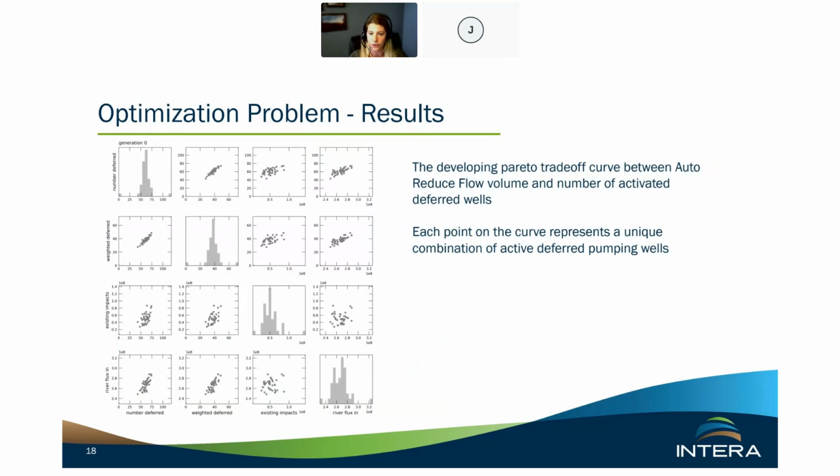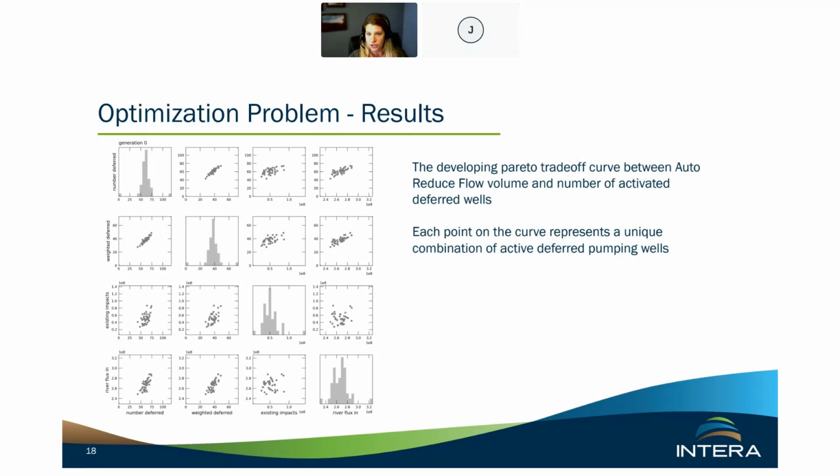And then we see in the third panel, we're comparing the number of active deferred permit pumping wells and our first trade-off objective, which is the existing impacts, that AFR objective function. So we can see already in this first generation, we've got some AFR triggering going on in our solutions. And then the fourth panel represents the number of deferred permits versus the increased river flux. So again, we're also seeing some increase in the river flux as well.